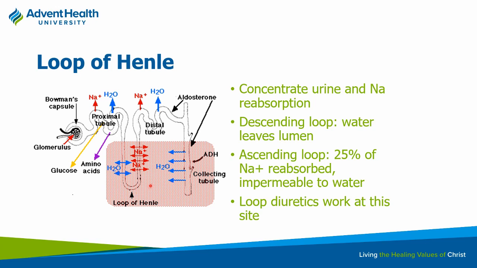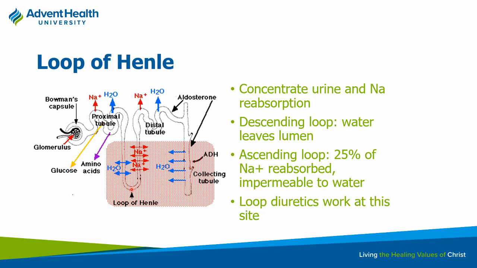The big thing to note though is as you go into the ascending loop, that's that thick part of the loop of Henle, you're going to see it's only going to be permeable to sodium through a lot of sodium pumps. The point here is that you have a lot of sodium that gets trapped in this part of the nephron such that water wants to follow all of that out. This is the main way that we're going to help to concentrate the urine.